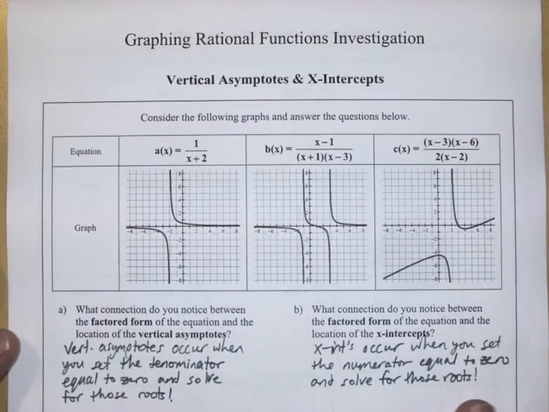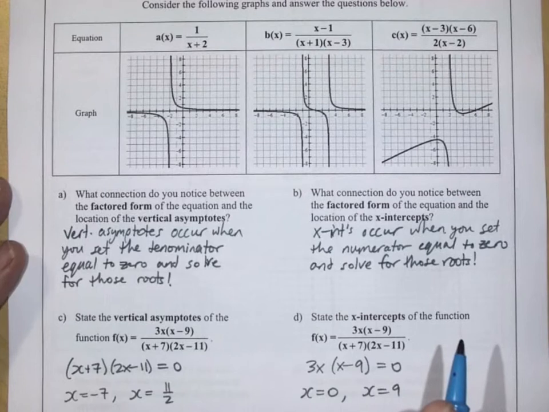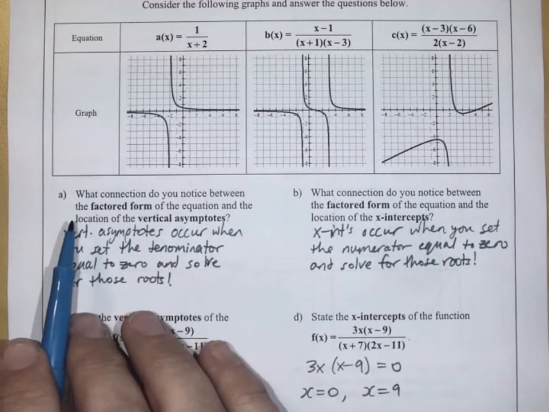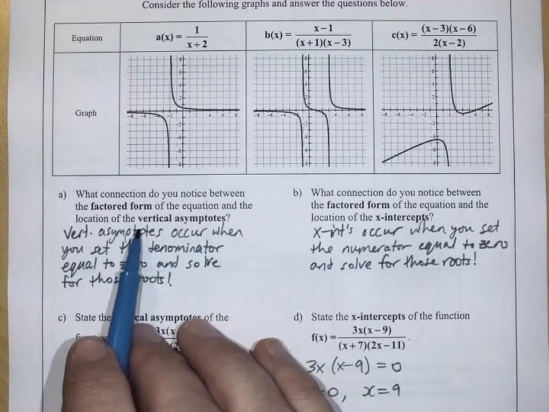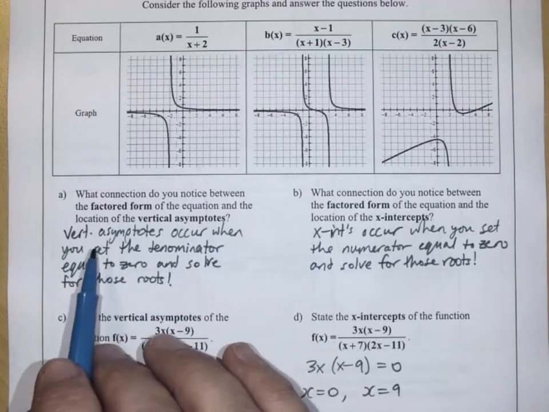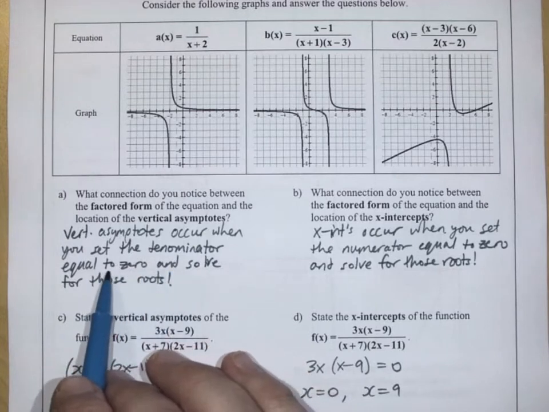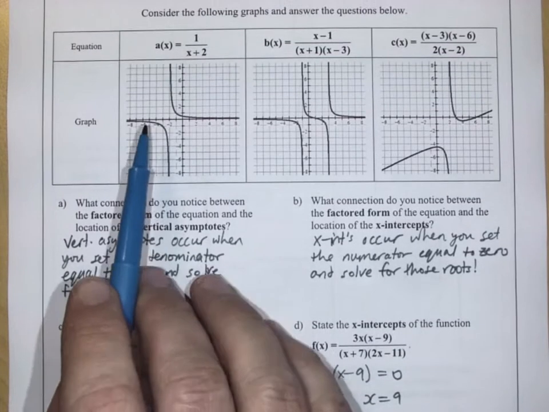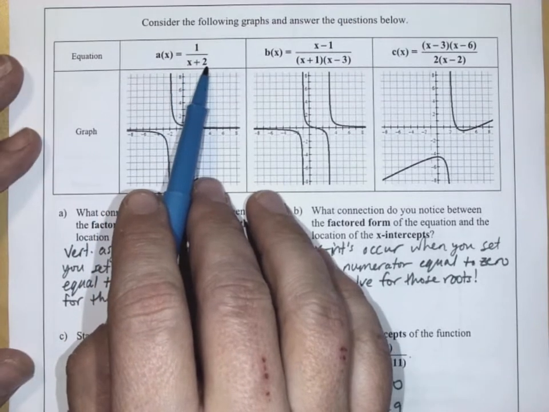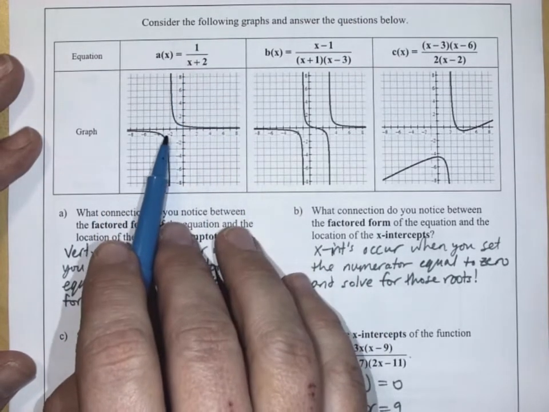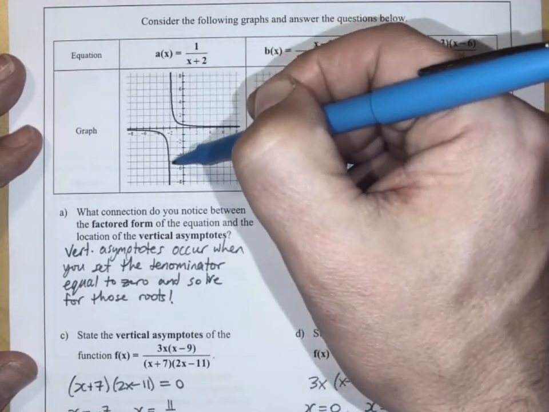And we're back. So if you had a chance to look at all of those 3 graphs, here's question A. What connection do you notice between the factored form and the location of the vertical asymptotes? Well, the vertical asymptotes occur when you set the denominator equal to 0 and solve for those roots. For example, here is x plus 2. If I set that equal to 0, x equals negative 2, yep, there's the vertical asymptote right there at x equals negative 2.